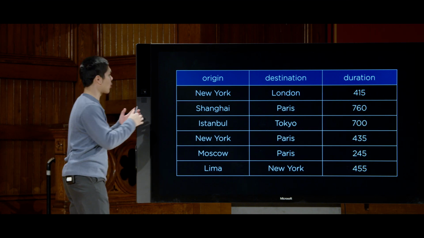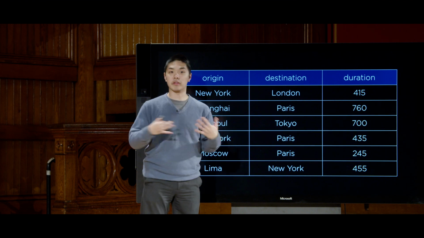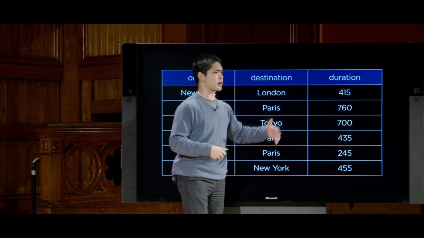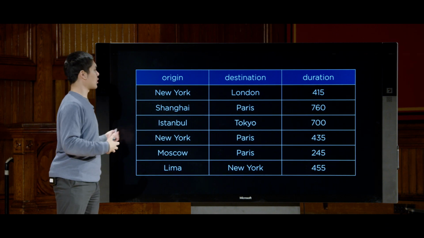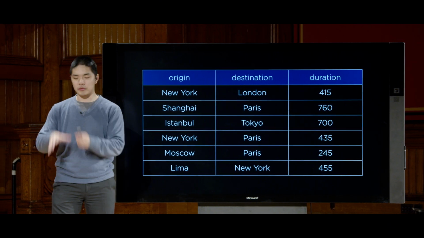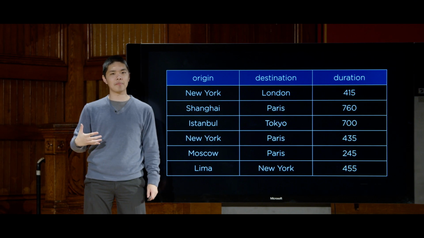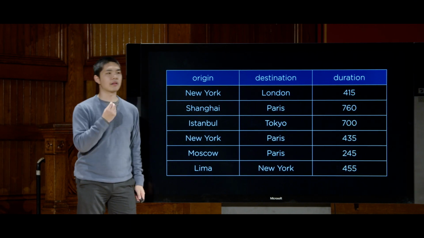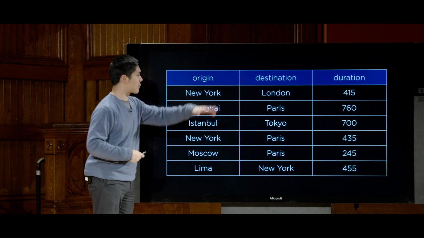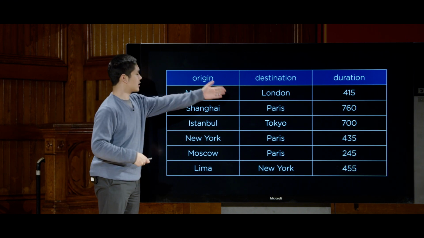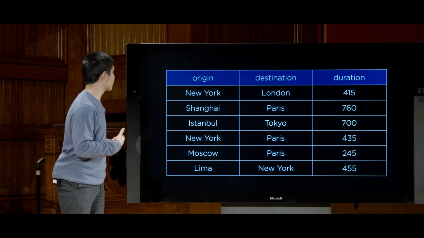For any given flight, I might want to know that flight's origin, what city it's leaving from, its destination, what city it's arriving at, and its duration, some value in minutes of how long it's going to take the flight to get from the origin to the destination. Each of those columns represents one field that I might want to keep track of about my data. And each row, meanwhile, is going to represent an individual flight. So here, for example, is one row representing one flight from New York to London. And that flight just so happens to take 415 minutes.